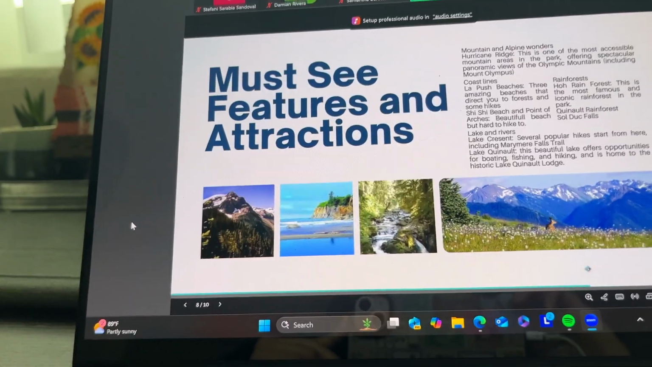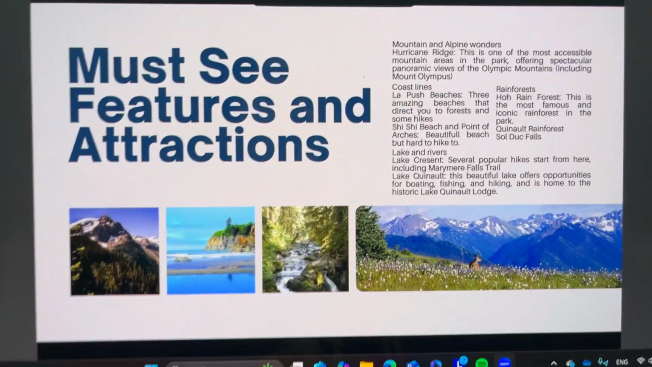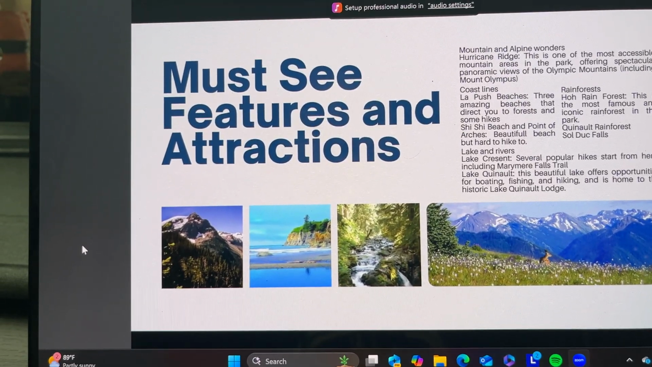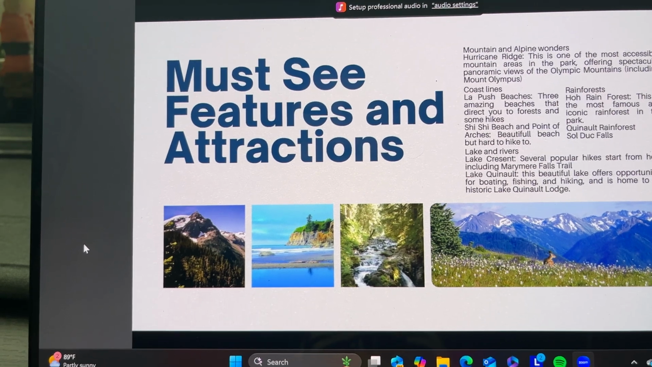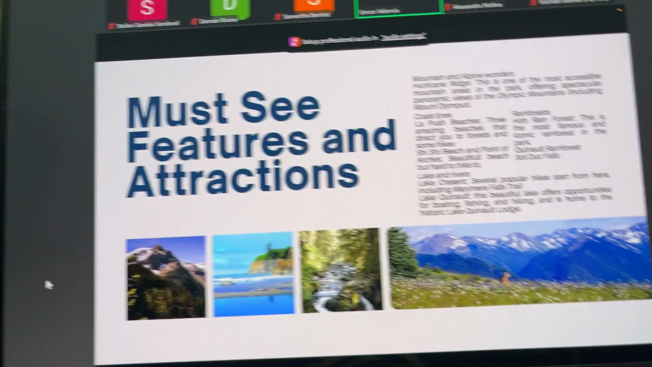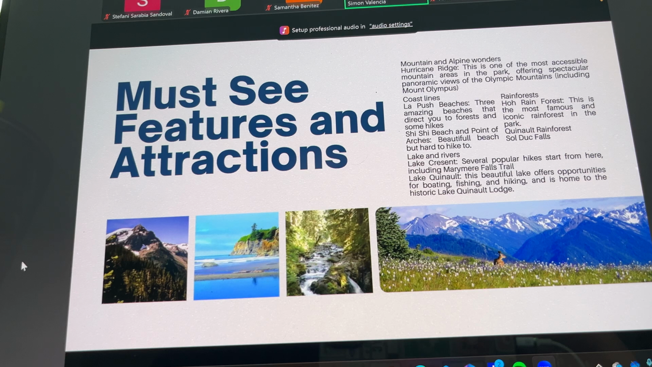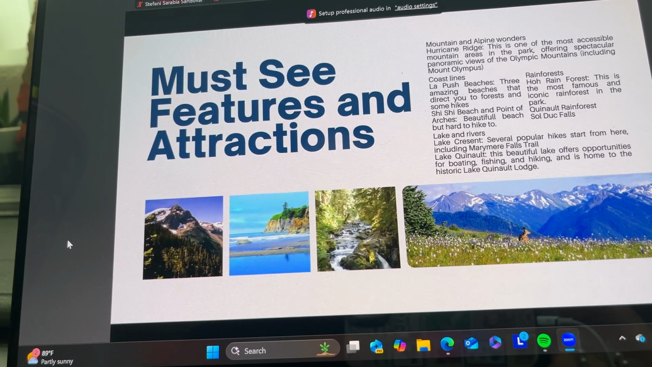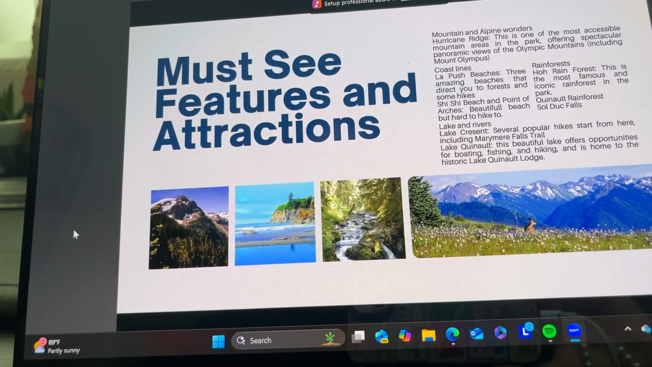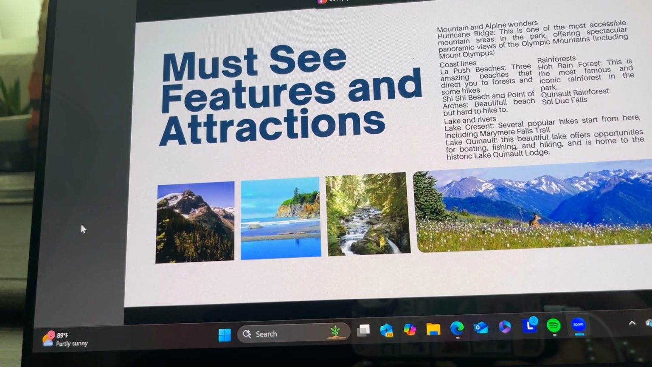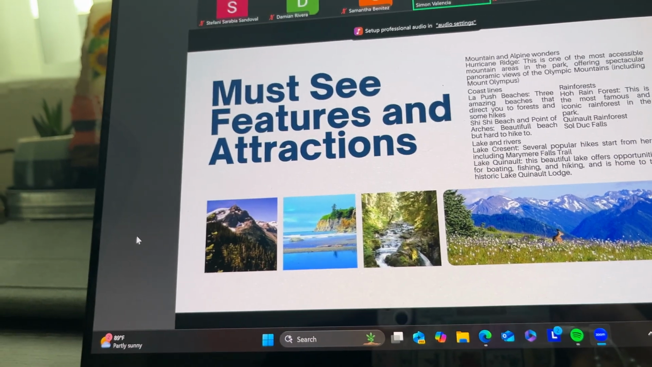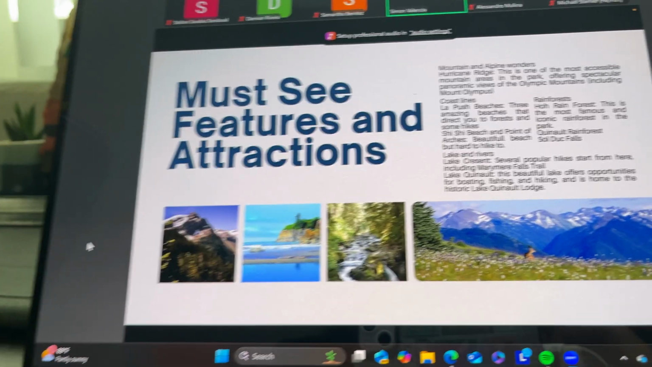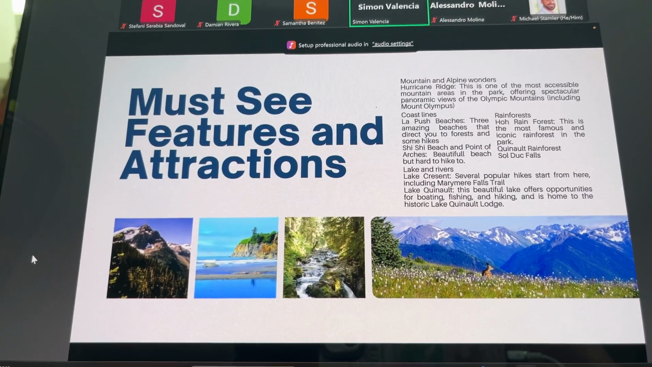So finally, we have the must-see attractions. As I said before, the biggest attraction is Mount Olympus. This is the tallest mountain of the park, and it's mainly the most important. Moreover, we have Hurricane Ridge. It is in the mountain areas. It has a spectacular view, including Mount Olympus, obviously. But these trails are really hard to hike, so you have to be a good hiker to do so.